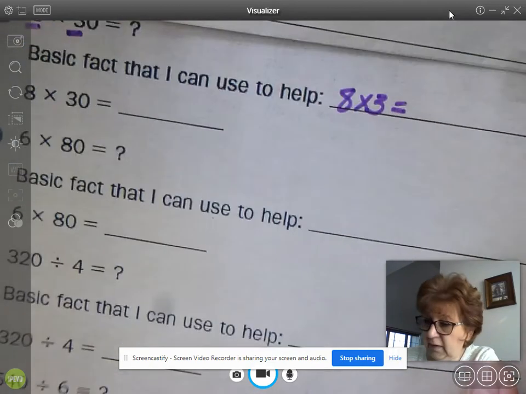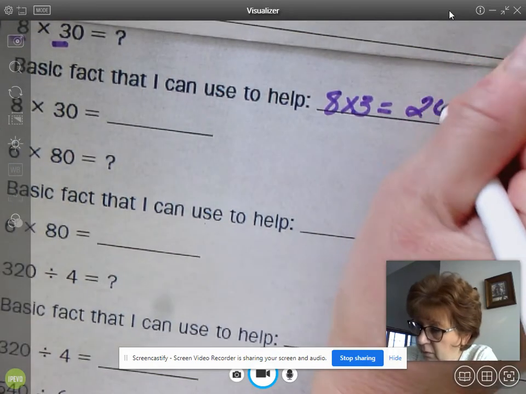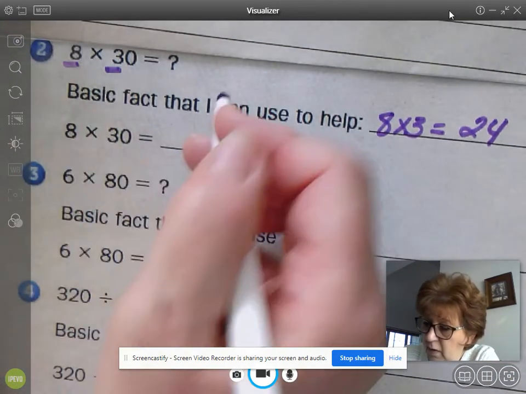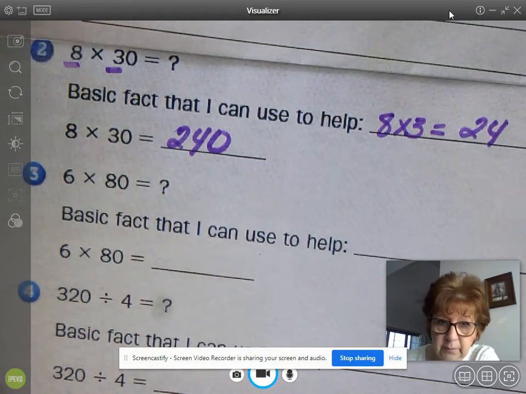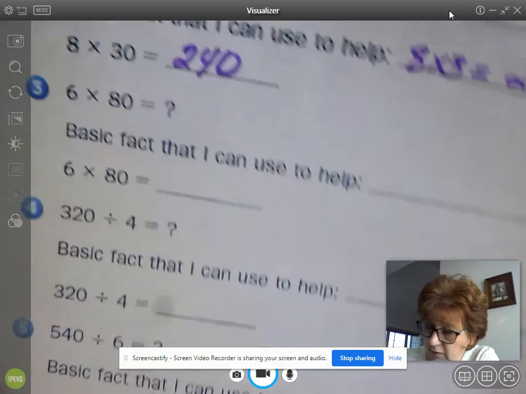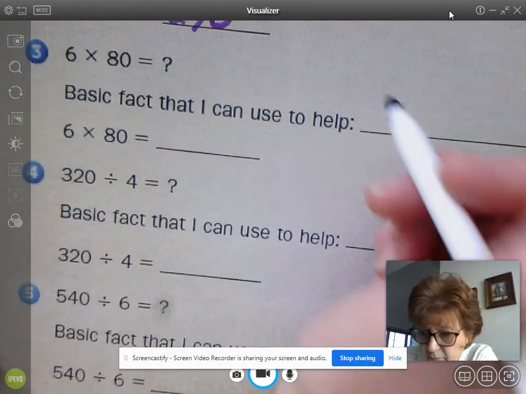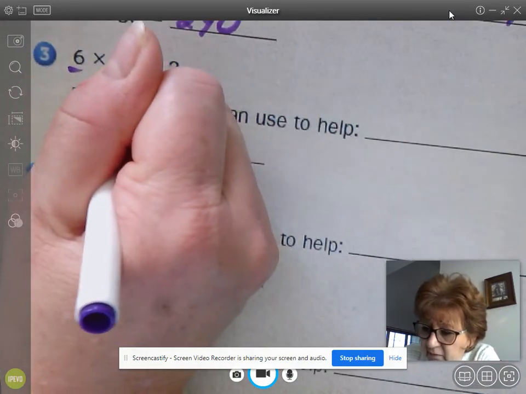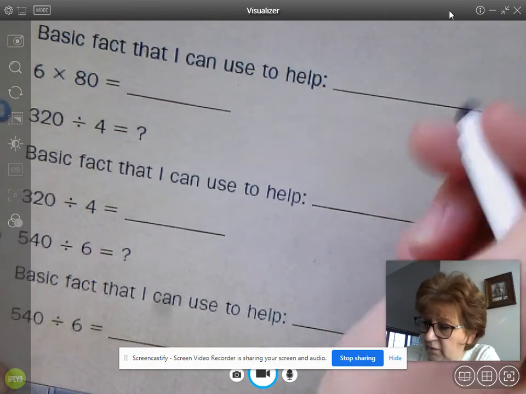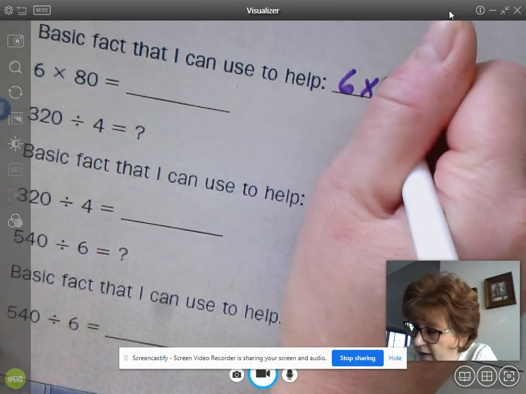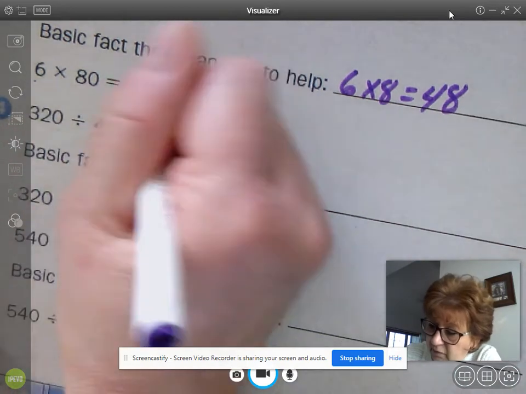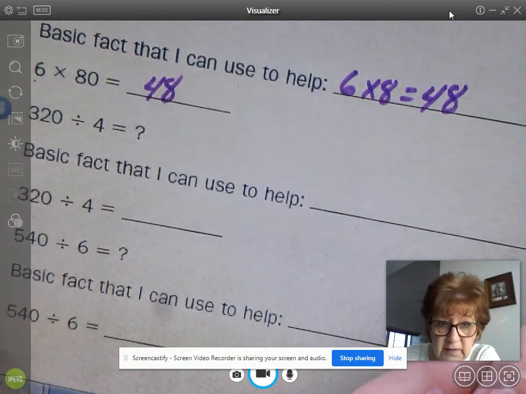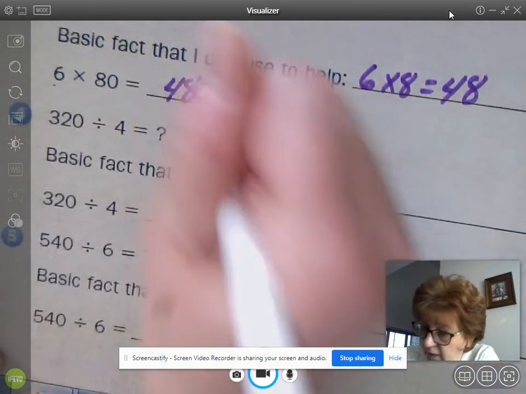And 8 times 3 is 24. Okay, so 8 times 3 is 24, times 10, 240. All right, let's do 6 times 8. Our basic fact is 6 times 8, and that equals 48. So 6 times 8 is 48, times my 10 is 480.